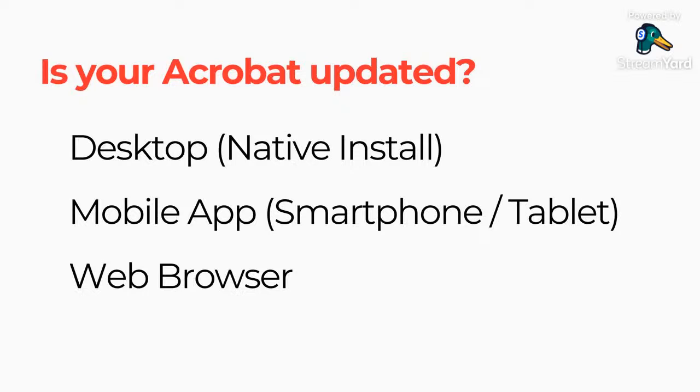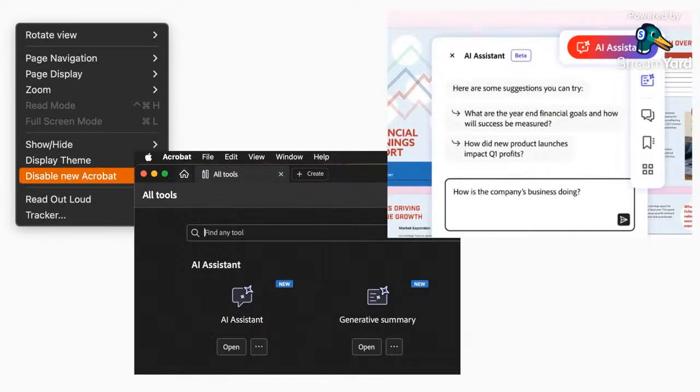And you can also use what we call the web browser version, where you just need an internet browser. You can easily log in and then you can use AI Assistant on that end. So it's very accessible on every device right now. Okay, so that is the accessibility of using Acrobat right now: desktop, mobile app, and even web browser. So how can we access?